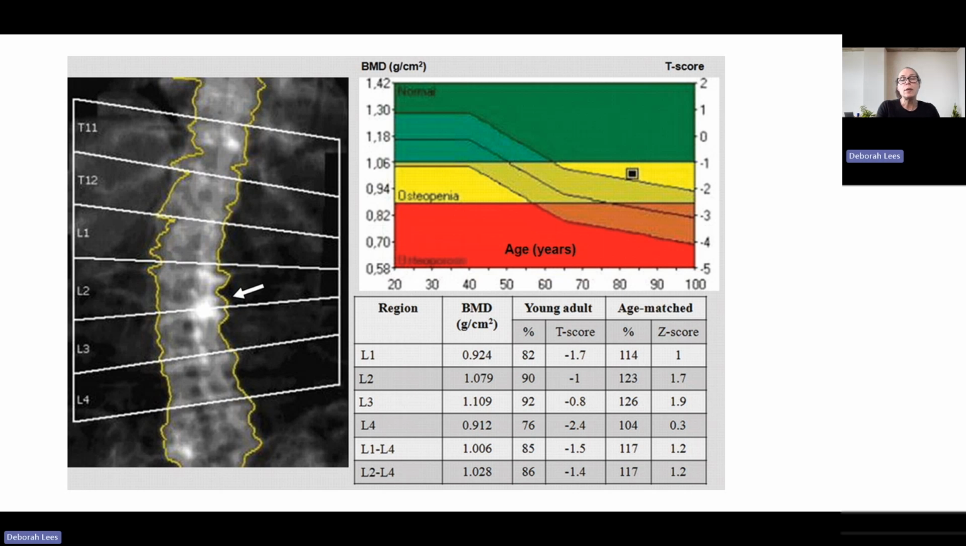The T-scores have various different parameters, which we'll go through as well. But again, here is your number here. It's giving you a different number for each different vertebra. And then if you're doing the femoral neck, it just gives you the femoral neck as well. And then you've got your Z-score through here.